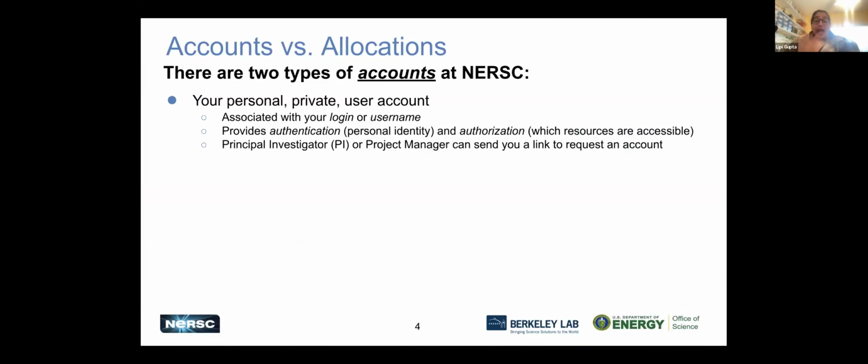Okay, so you may already have an account set up, but if not, you will probably get one. There's basically two types of accounts. There's your personal account, your user account. You have your own login. You do your authentication with this, and you'll get access to resources based on your user information. And your PI, so we have projects at NERSC. Someone can be a PI on a project, which just means they're in charge of that project. They can send you a link to request an account if you don't have one already.